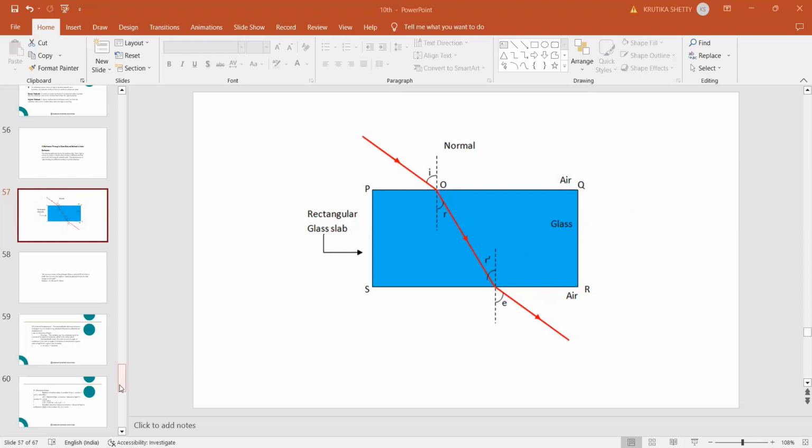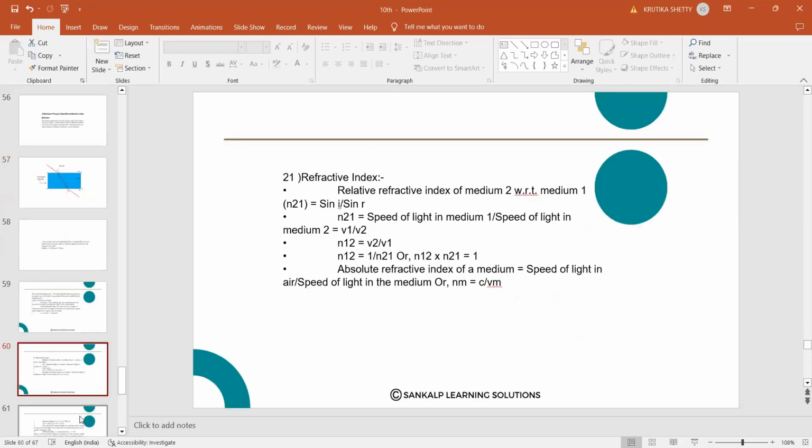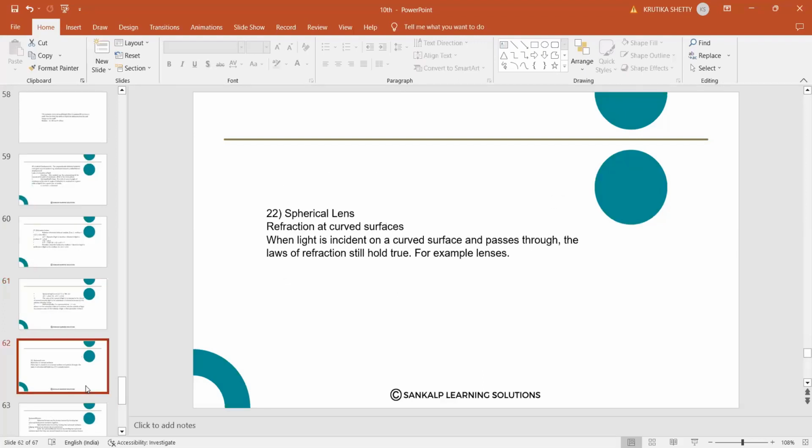Then the next point in this lesson, we are going to start with the lenses. So till now we discussed the mirrors. Now we will see what you mean by a lens. What are the different types of lens? So here we have a lens.